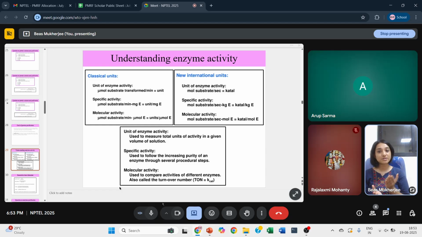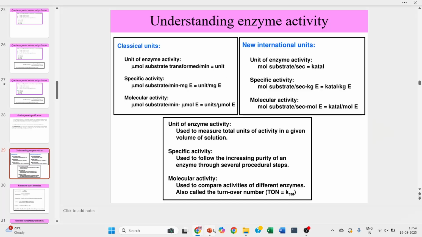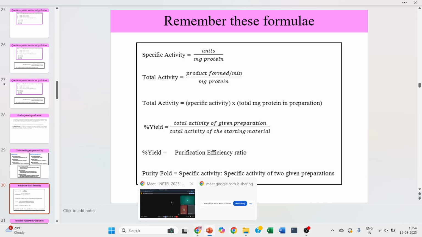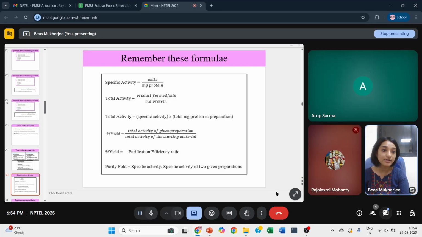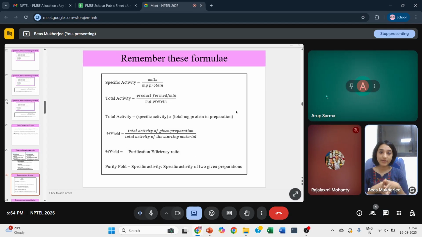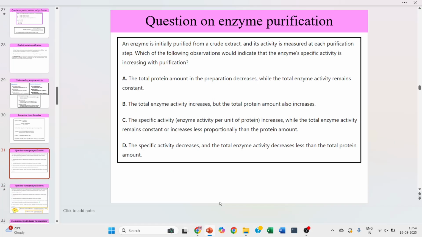There will be this numerical aptitude test which will ask you to correlate between these classical units and international units. Okay, enzyme activity, specific activity, molecular activity, all the definitions and the formulas you have to remember, because there will be questions where all of this is going to be asked. Okay, so all the different formulas that are required for this particular enzymes topic are given here. All the formulae are listed here. So please go through this, and hopefully this is going to help you to remember things.